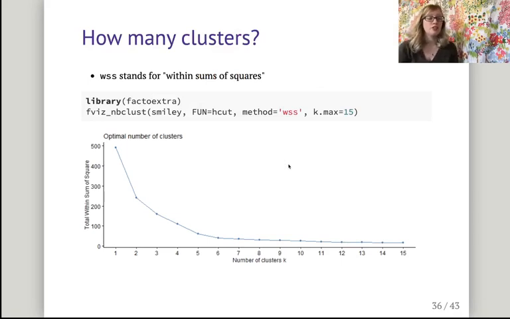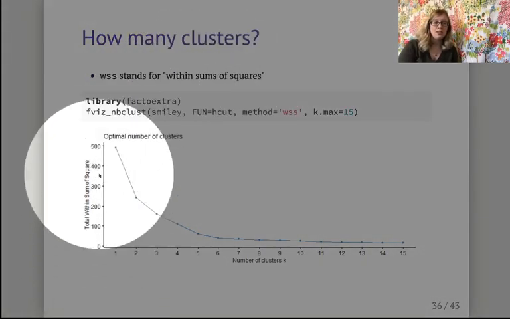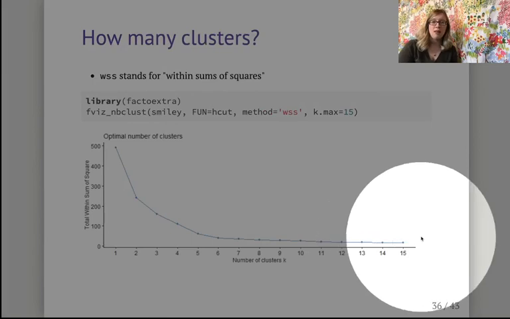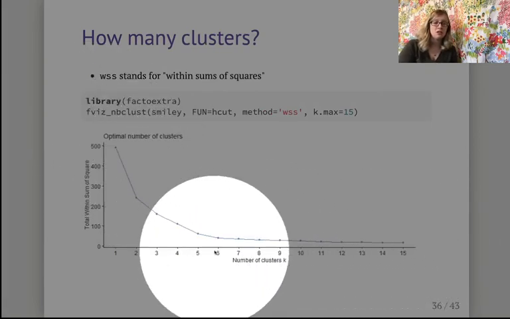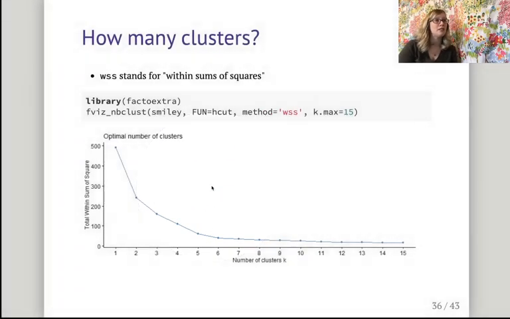Now, how many clusters should we keep? Remember, we might want to keep a small number of clusters for interpretability's sake, but certainly we want to explain as much variation as we can. So it's that bias variance trade-off and the simplicity trade-off as well. We can use within sums of squares to help us determine this. So this is just like a scree plot essentially for principal components was. Wherever this total within sum of squares starts to level off, that might be the number of clusters we choose to use. So maybe 6 clusters would be sufficient for the smiley.